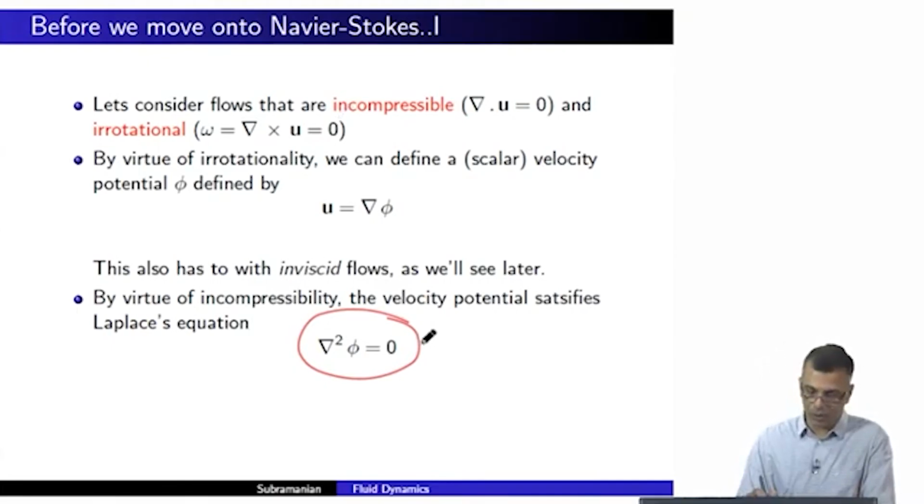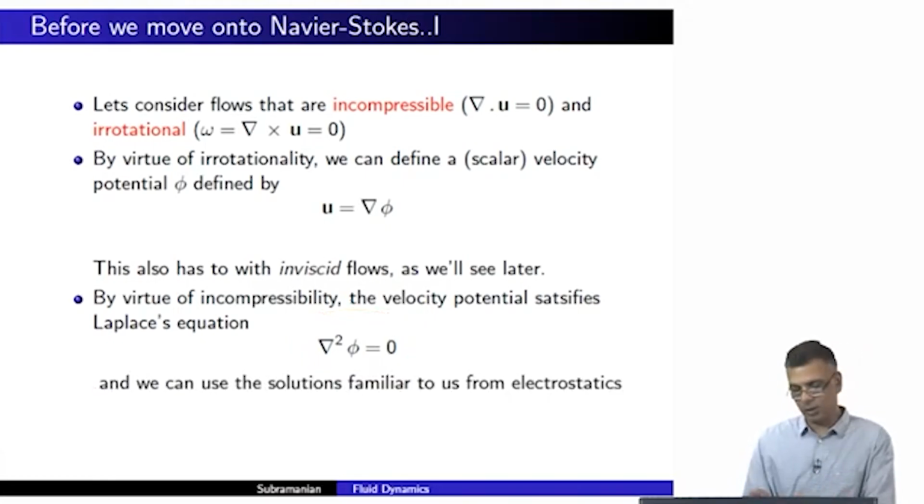Remember that this is a consequence of both of these. Only if both of these are satisfied can you have a potential. You can solve Laplace's equation to get the potential, and from the potential you can get the velocity field. And like we said, we can use solutions that are familiar to us from electrostatics.